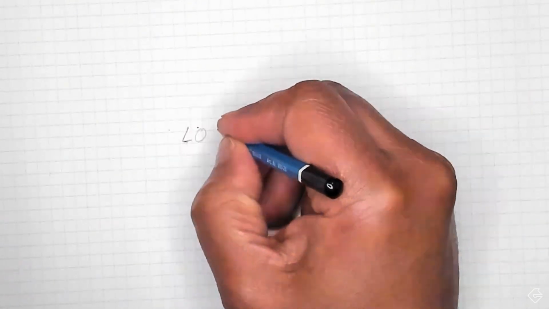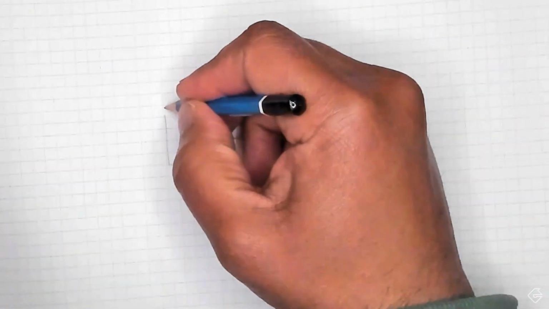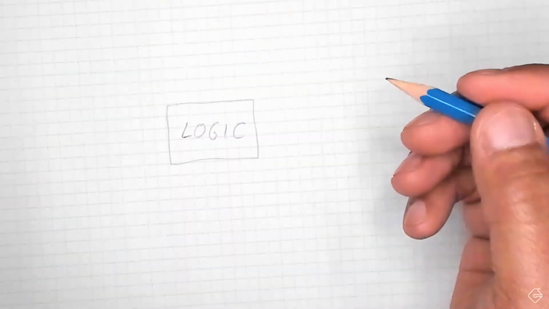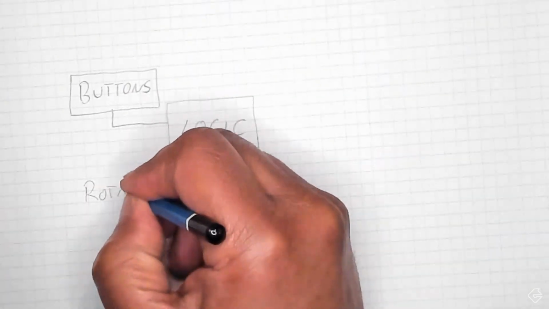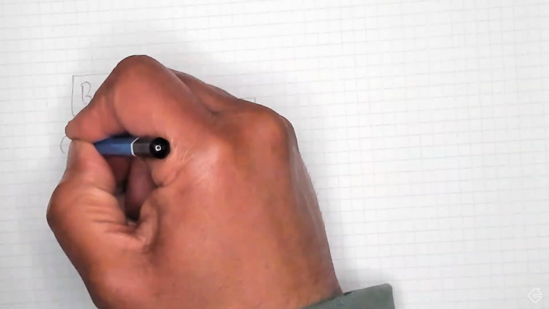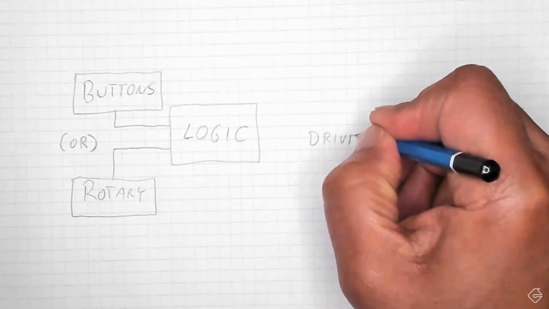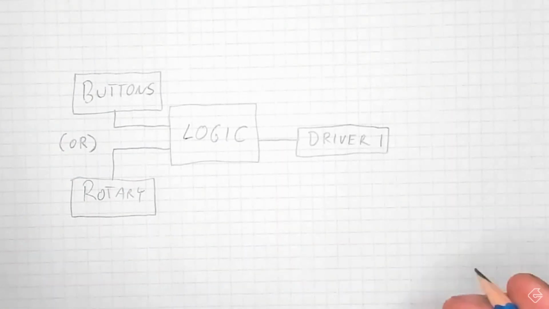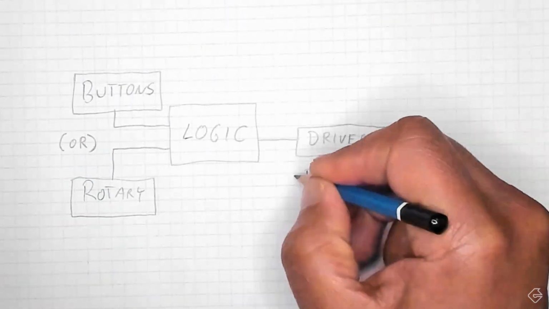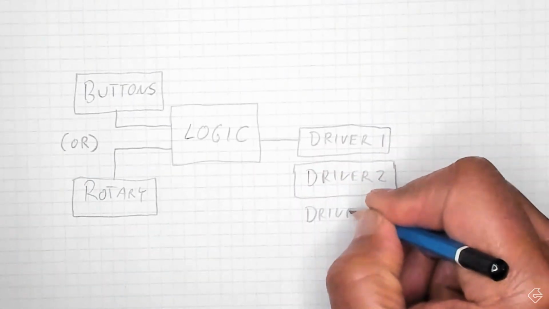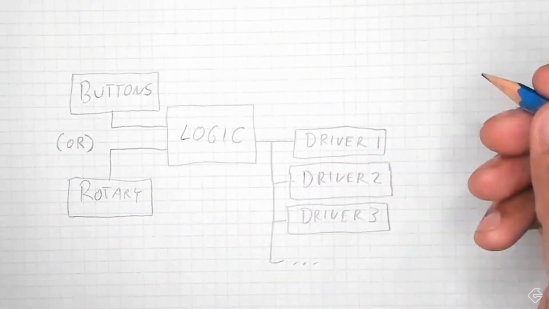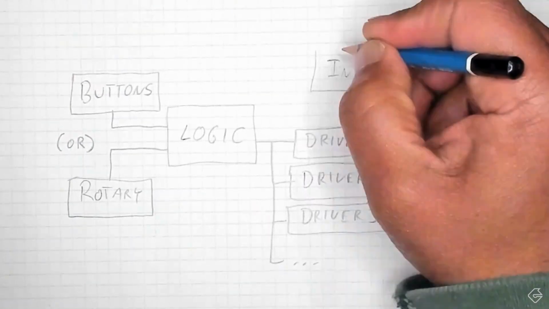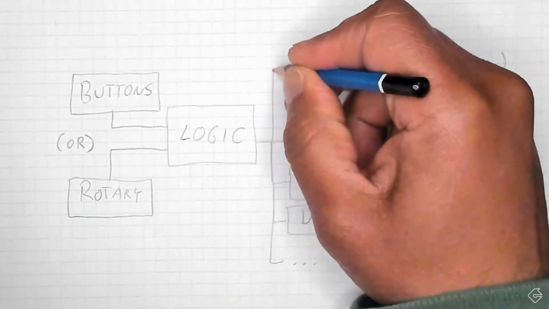So let's diagram this out, shall we? At the center of it all, we're definitely going to have our logic. And we're going to need to choose a user interface. It's either going to be the button interface, or it's going to be the rotary encoder or dial interface. And at the other end of the logic, we have our drivers. And as we just discussed, we can add a number of drivers in parallel so that we can get more light output with the same logic circuit. And finally, we have our indicator LEDs, which we can either include or not include.